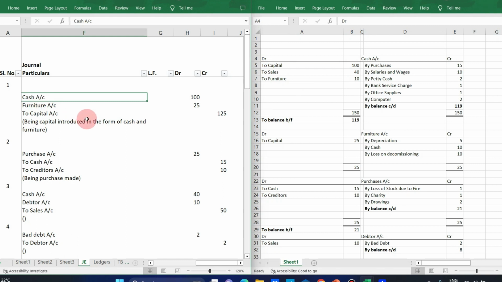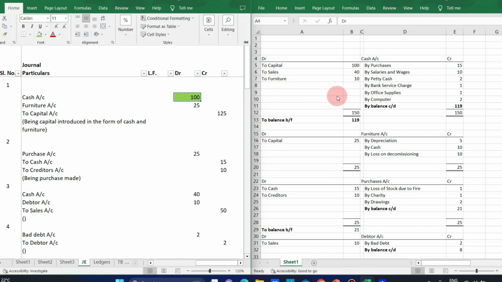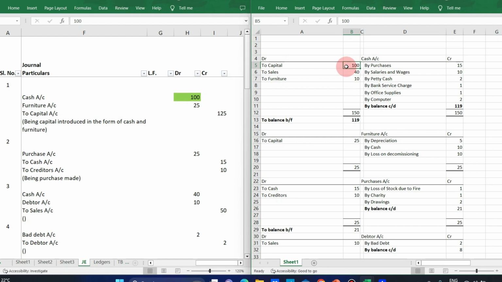Here, cash account is being debited, furniture account is being debited against capital account. So let's see the figures. 100 is being debited in cash account. So let me just mark this first. Cash is marked here. We have a cash ledger account here too. The cash is highlighted or marked with green in both the sides. The second one is furniture account. So for every unique account that gets used in the journal, we'll have to create a ledger. So even for furniture, we have a ledger here. So furniture 25 is debited against capital. So furniture 25 gets debited.